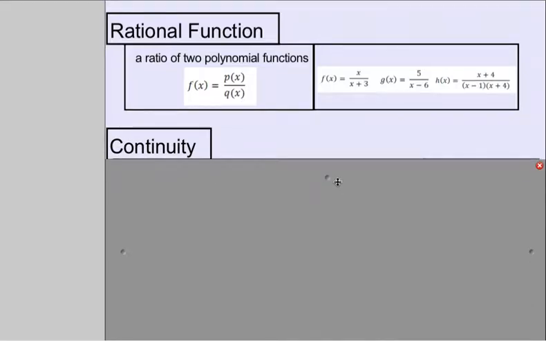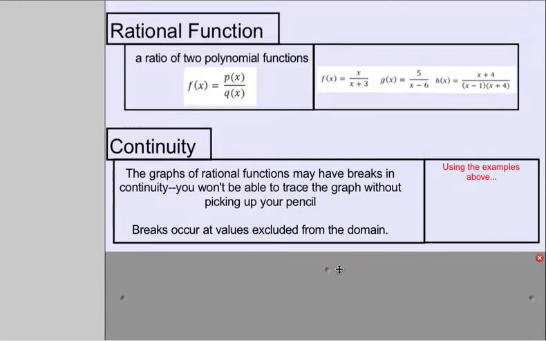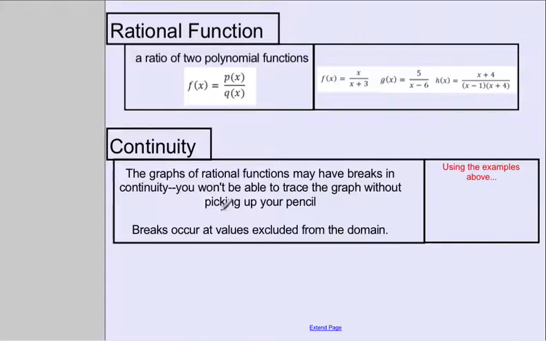The next thing we need to talk about is continuity. Another thing about continuity is whether a function is continuous or not. That's where continuity comes from. So the graphs of rational functions may have breaks in continuity. You won't be able to trace the graph without picking up your pencil.